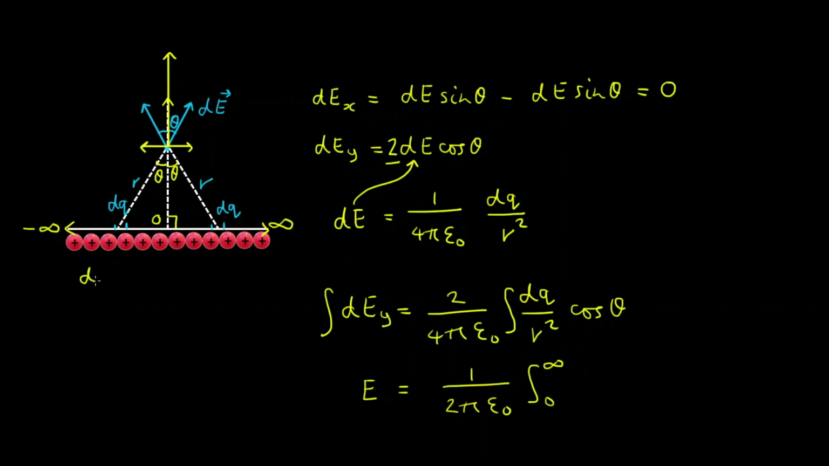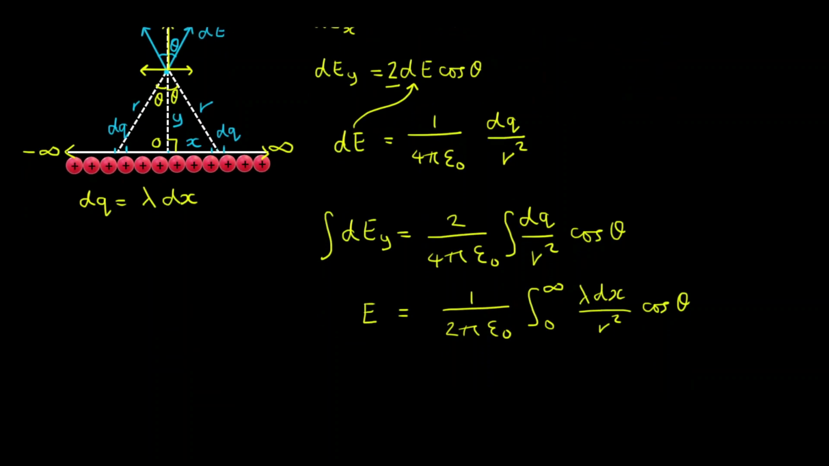And dq, being the differential charge, is equal to the linear charge density times dx. So what we have is lambda dx on r squared cosine theta. And now we can do a bit of geometry. So we have the distance from the origin of the wire to this point over here where we determine the electric field is y, and we denote the distance from the origin to the differential charge as x.